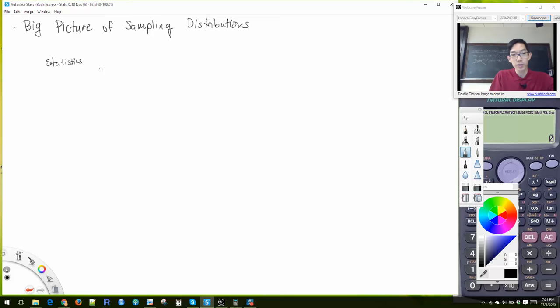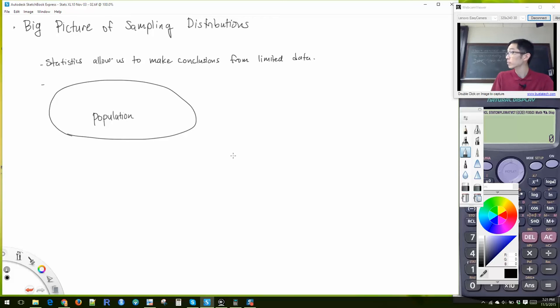Okay, so let me just kind of write this out. Statistics allow us to understand the world around us, allow us to make conclusions from limited data. And the key idea here is that we have a big population. We can't look at everyone in the population, so we take a small piece called a sample. And based on the sample, we hope to make a conclusion about the population, okay?